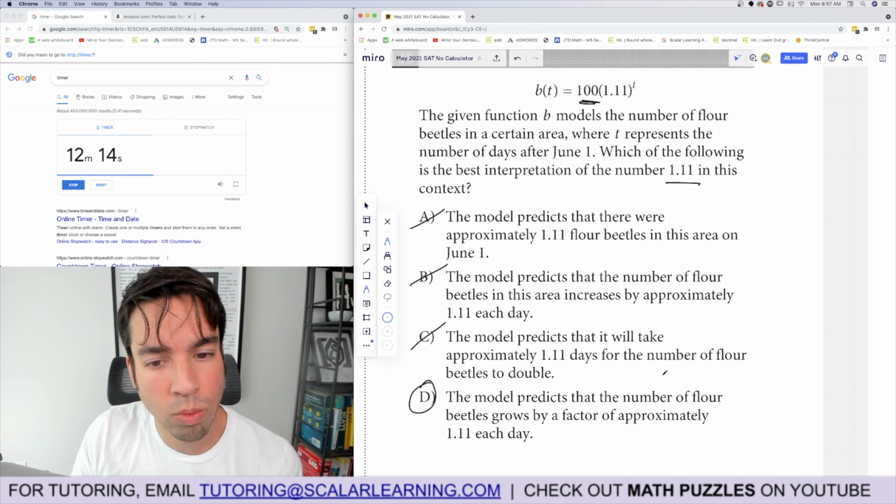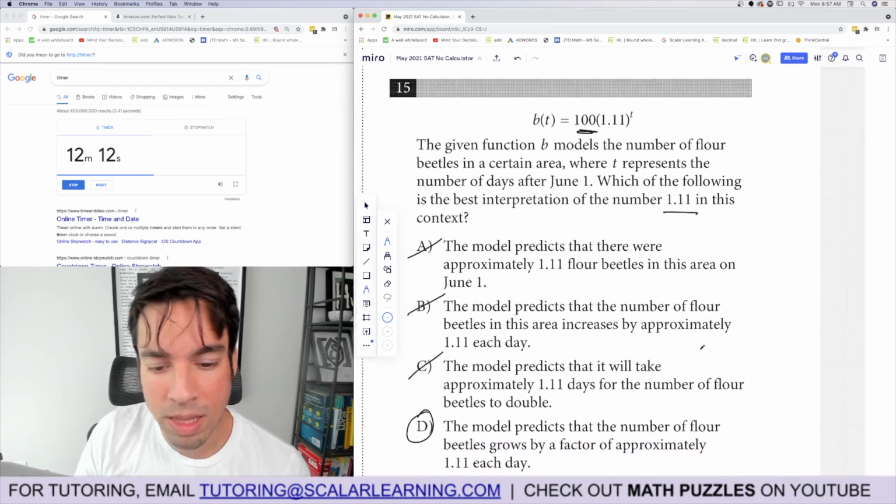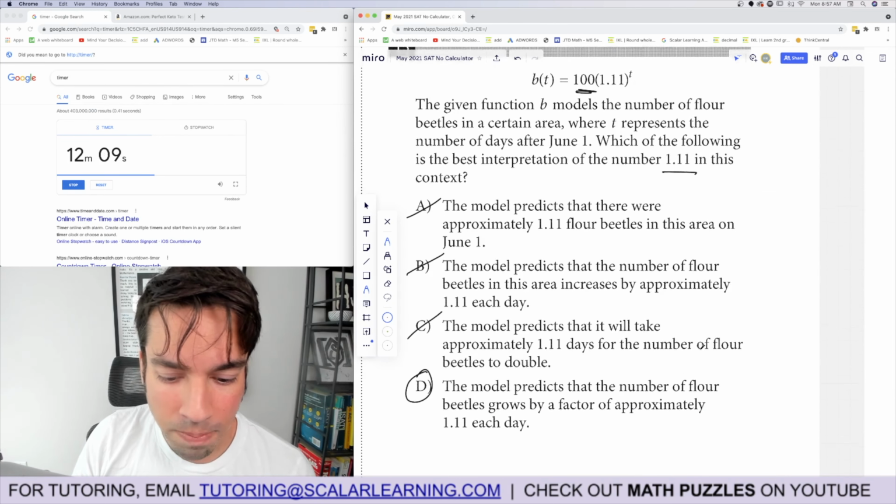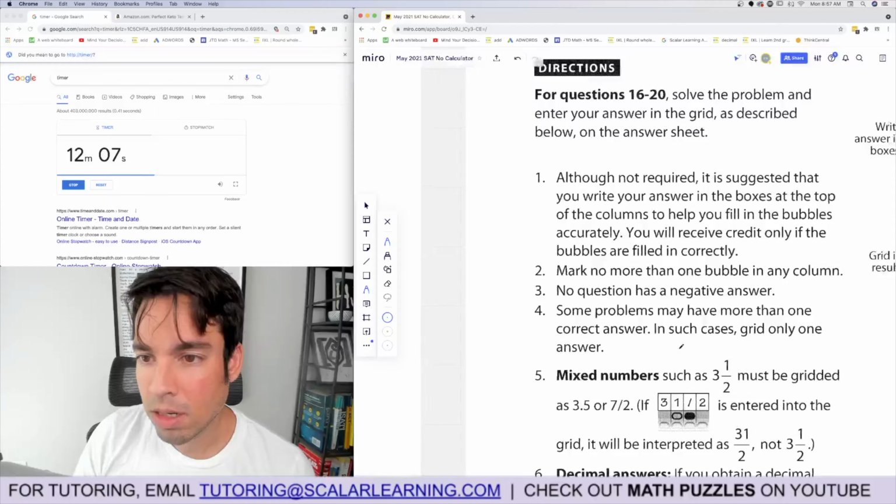Yeah, I mean, it's true. Like I said, the wording I prefer is it grows by 11% each day, but it's the same thing. All right. Free response.